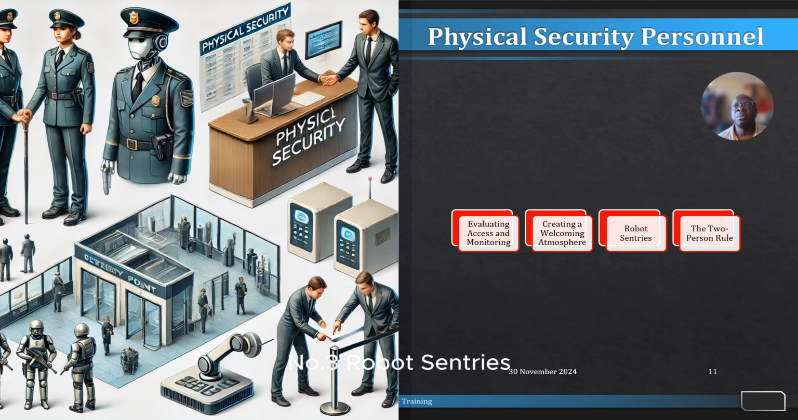Number 3, robot sentries. In addition to human guards, some organizations are starting to use robot sentries. These robotic guards can patrol areas, detect suspicious activity, and either confront the intruders or alert human personnel for assistance. While robots can monitor and gather data, humans still handle the critical decisions.